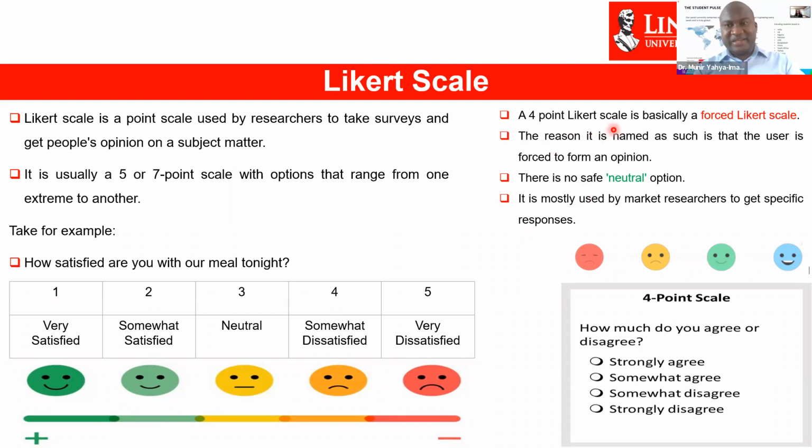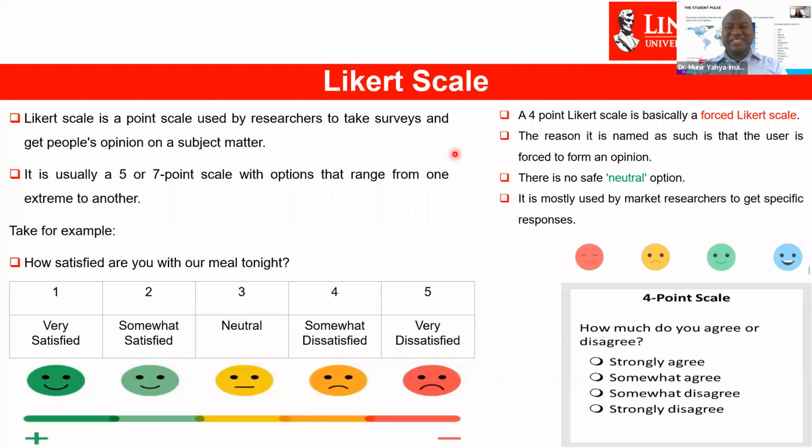Now, a 4-point Likert scale is basically a forced Likert scale. Why did they call it forced? Because they force you to either agree or disagree. You cannot say neutral. Okay? That is why they call it a forced Likert scale. The reason it is named as such is that the user is forced to form an opinion, and there's no safe neutral option. So it is mostly used by market researchers to get specific responses.